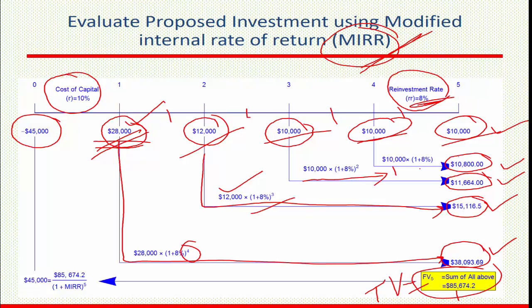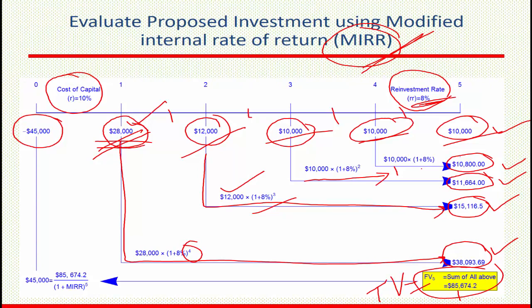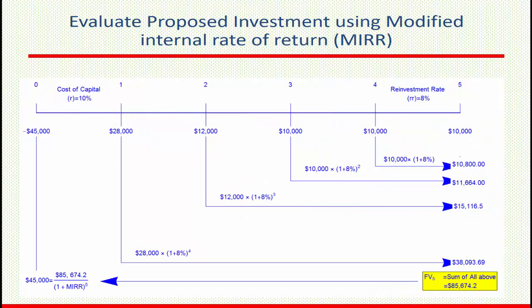Makes sense, right? So what is terminal value? So the terminal value is for each of the cash flows, you find the future value, and as soon as you find the future value of each cash flow, you add them all. This total sum, the future value of all future cash flows at the end of year 5, is called the terminal value.